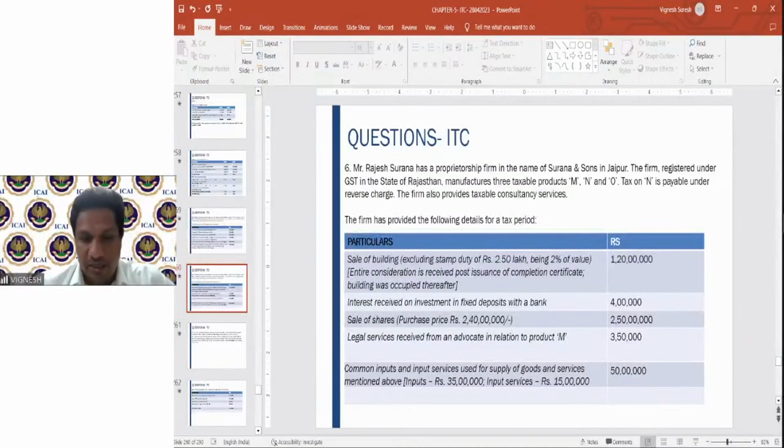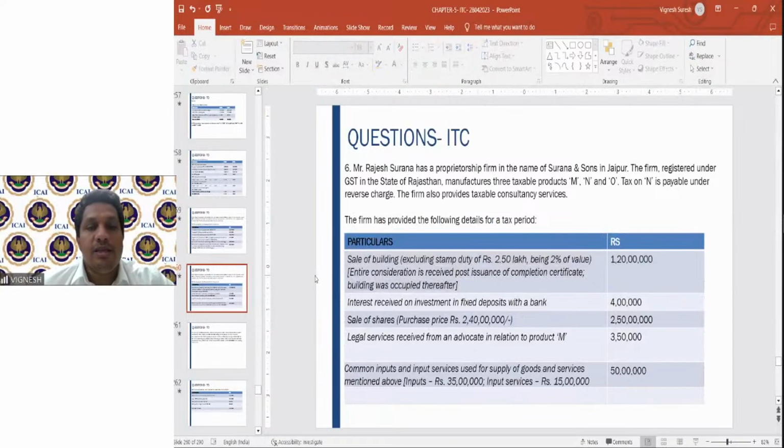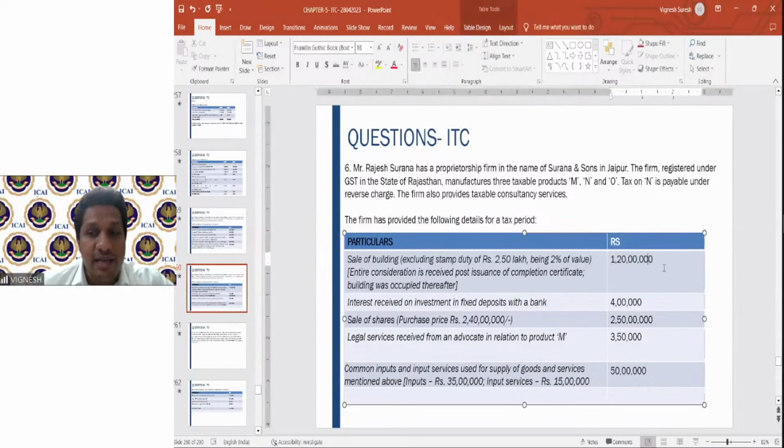Another interesting point. Sale of building, he says. Now, can anyone tell me the sale of building, 1.2 crores? He says the entire consideration is received post issuance of completion certificate. I want to test your understanding. Is it exempt or taxable? Can anyone tell me the sale of building, whether it is exempt or taxable?